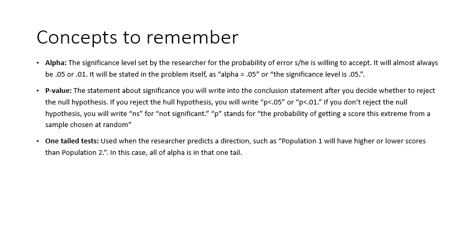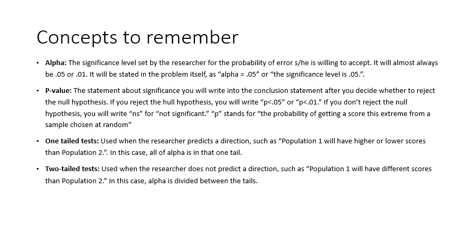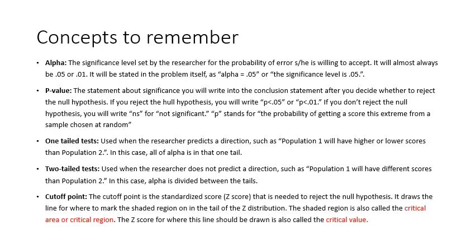A one-tail test is used when the researcher predicts a direction, like population 1 will have higher or lower scores than population 2. In this case, all of alpha, or all of the critical region, will be in that one tail. And two-tail tests are used when the researcher doesn't predict a direction, such as population 1 will have different scores from population 2. And in that case, alpha is divided between the tails.